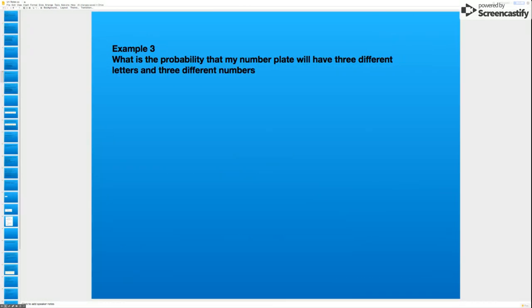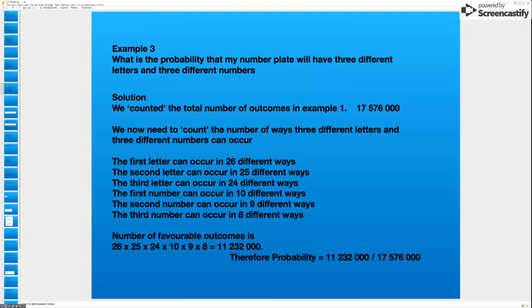And the last example, what is the probability that my number plate will have 3 different letters and 3 different numbers? So here's the solution. We counted the total number, 17,576,000. We now need to count the number of ways three different letters and 3 different numbers can occur. Now, this is starting to get into some sort of permutations and combinations, but we'll do it in a nice, simple way.